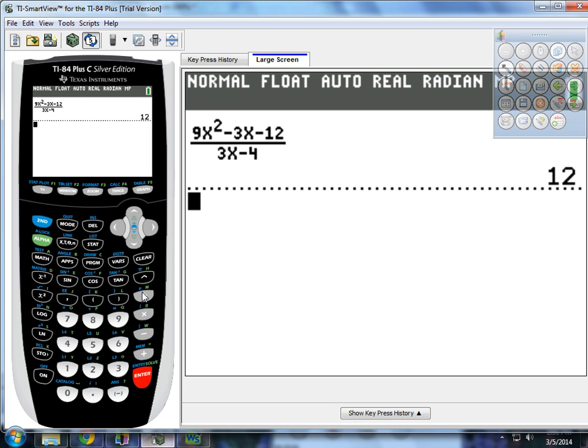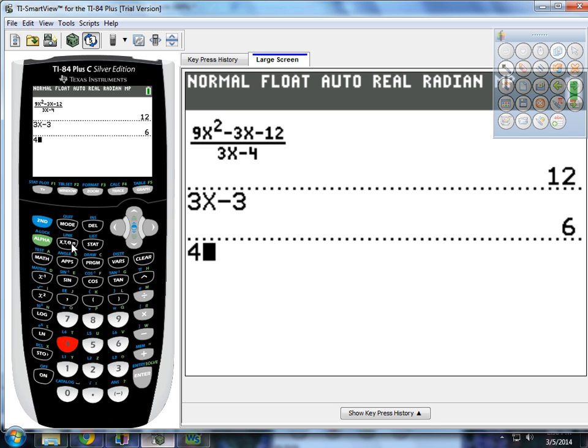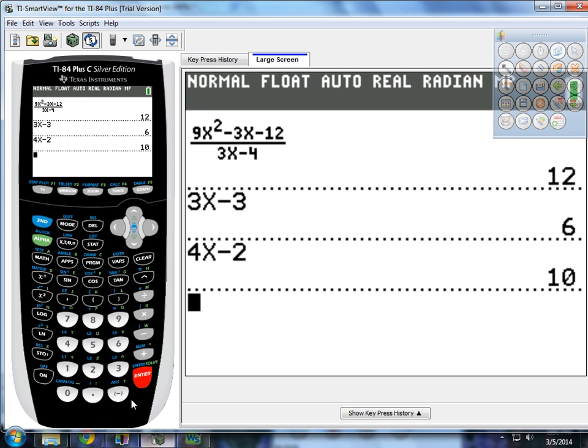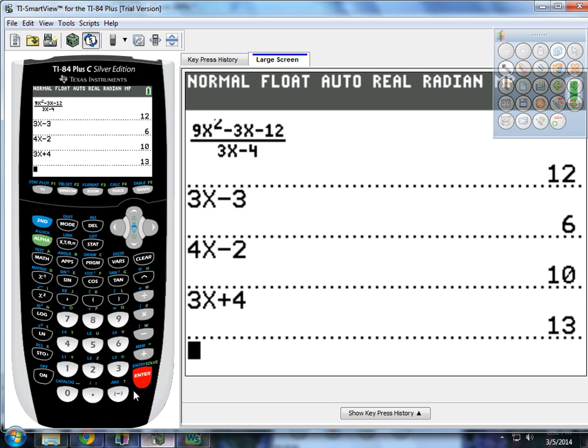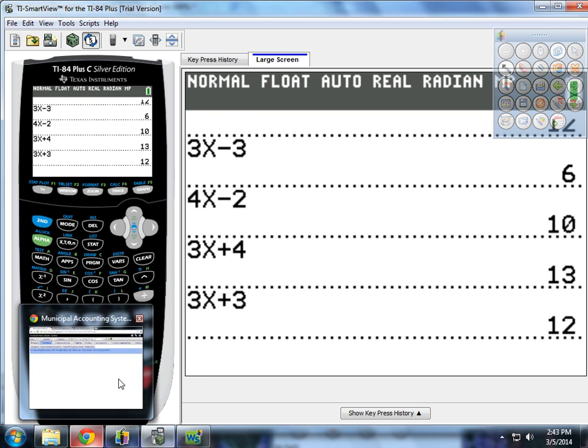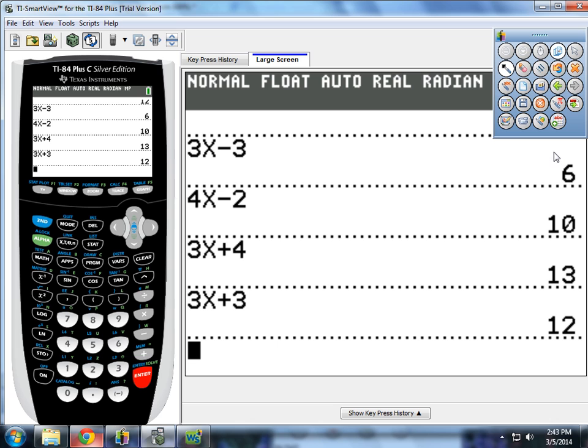All right, so we're going to go through the answers. Let's try answer A. 3x minus 3. All right, I got 6. That's not right. Let's try answer B. 4x minus 2. All right, I got 10. That's not right. Let's try answer C. 3x plus 4. All right, I got 13. That's not right. So let's do 3x plus 3. I got 12, which is what I'm looking for. Okay, so the answer is D.